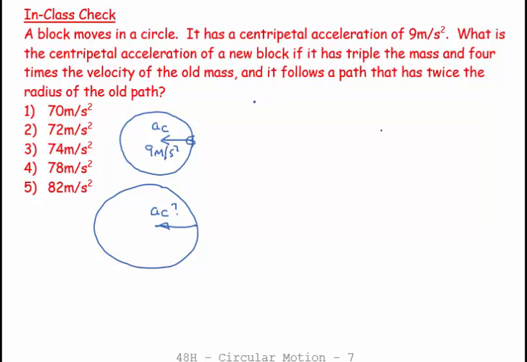So the first thing I've got to do is recognize the relationship that links AC with some of these other things. And what am I given? I'm given a mass, I'm given a velocity, and I'm given a radius. And what comes to mind is that AC equals v squared over r. Now, that doesn't include mass, but I don't care. Not everything that's given to me in a good test question need be used.